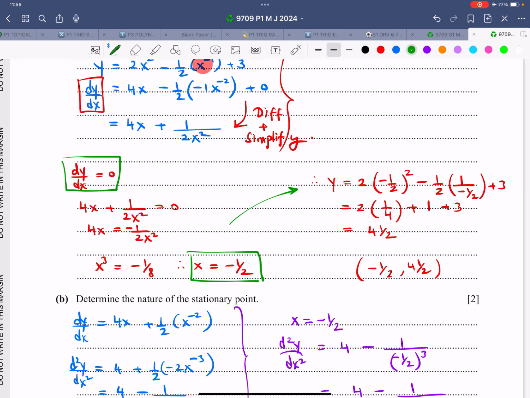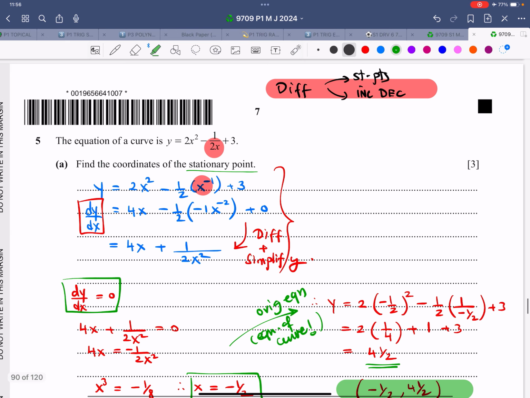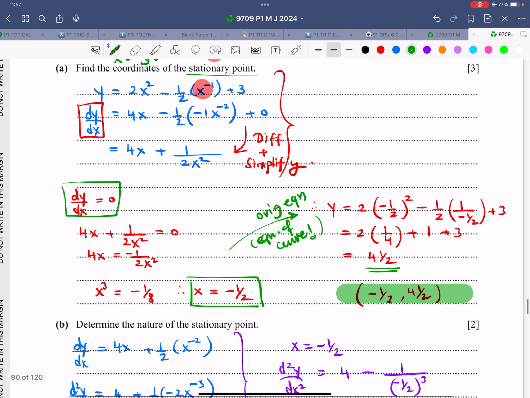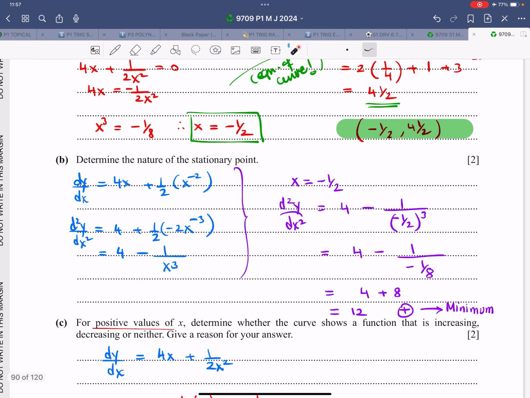Then you plug in original equation. What's the original equation? That is the equation of curve. That is how I term it, original equation. And then you find the corresponding value of y, and then the final answer, that is the coordinate, that's written like this. So find the coordinates. When it says coordinates, it means the x coordinate, it means the y coordinate. Then it's asking for the nature of the stationary point.